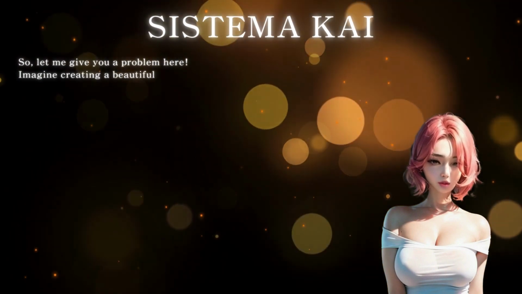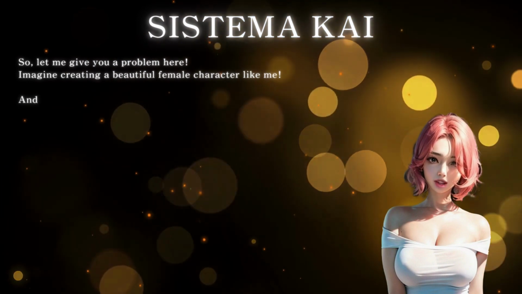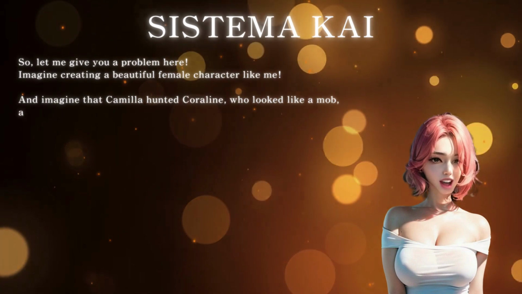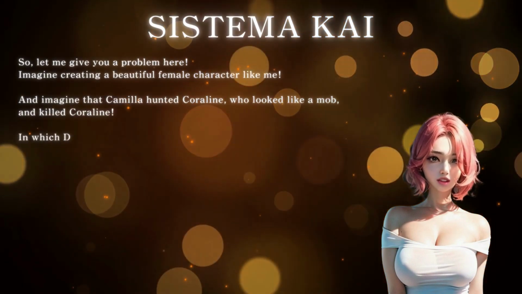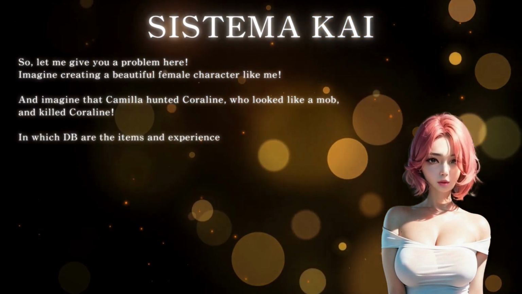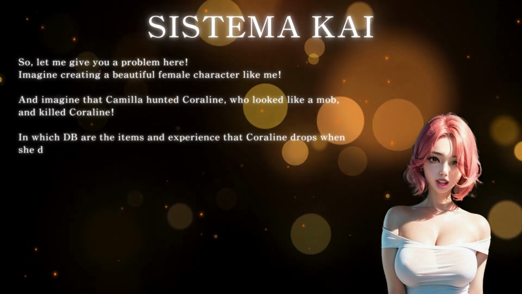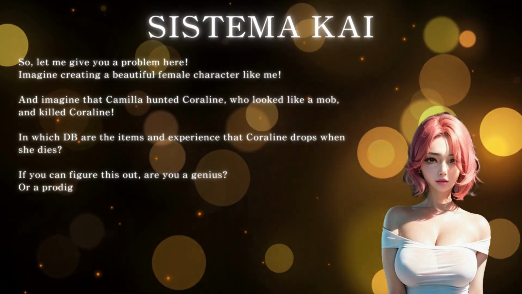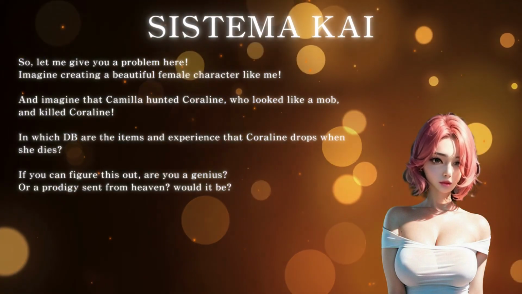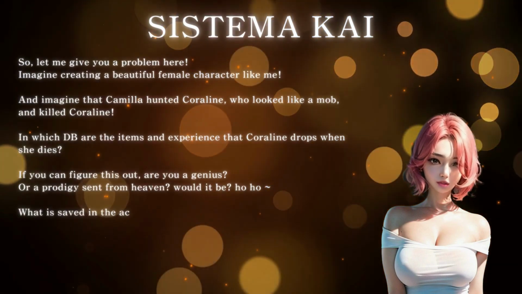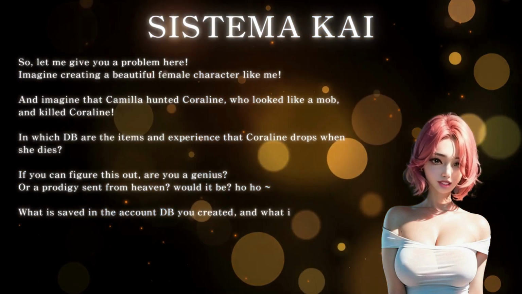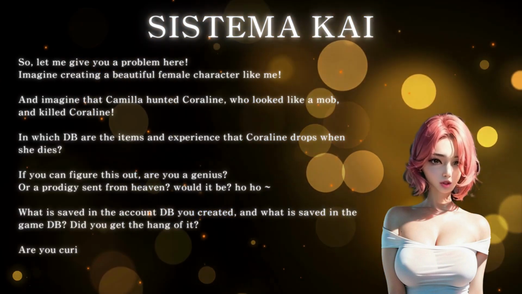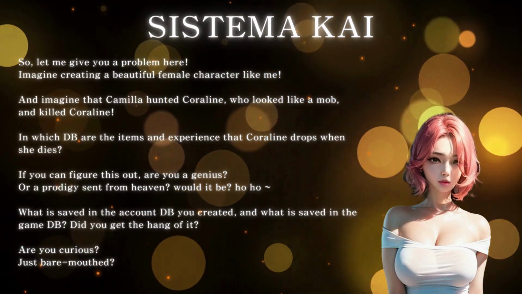Imagine creating a beautiful female character like me. And imagine that Camilla hunted Coraline, who looked like a mob, and killed Coraline. In which DB are the items and experience that Coraline drops when she dies? If you can figure this out, are you a genius? Or a prodigy sent from heaven? Would it be? Ho ho! What is saved in the account DB you created, and what is saved in the game DB? Did you get the hang of it? Are you curious?